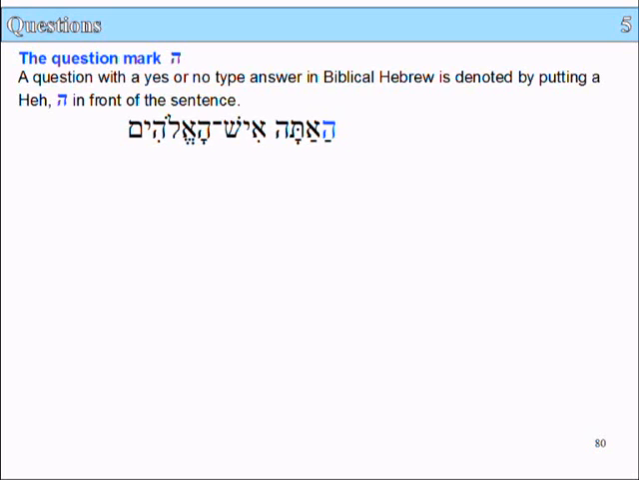For instance, Ha'ata ish ha'Elohim, which means, are you or thou the man of God? Are you the man of God? This is the word for you, atah, and this is the word man, ish, and this is the word the Elohim, the God. Are you the man of God?